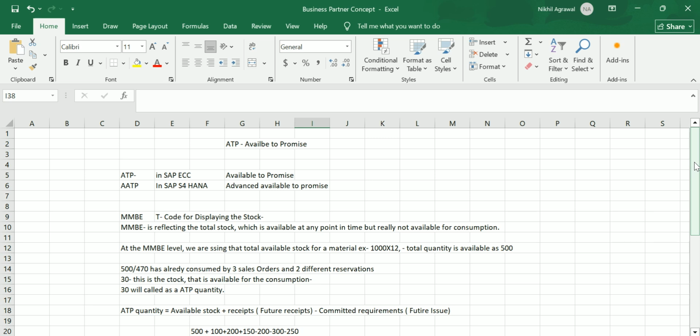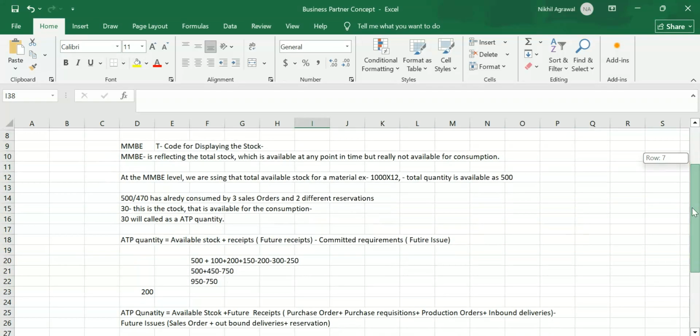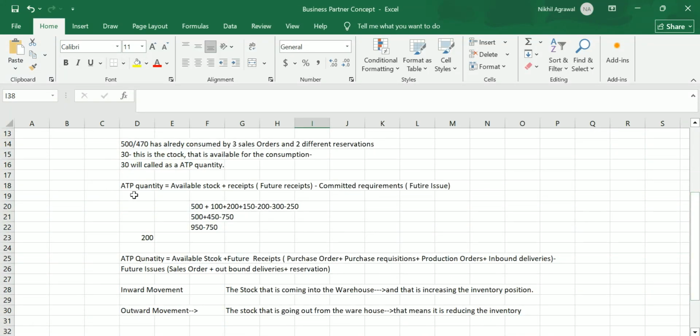Second, we discussed the total stock, and we discussed that the total stock that is displaying is not the ATP quantity. We have seen the derivation of the ATP quantity. We derive the ATP quantity from the total available stock plus future receipts minus future issues. Or we derive it as the available stock plus inward movement minus outward movement.